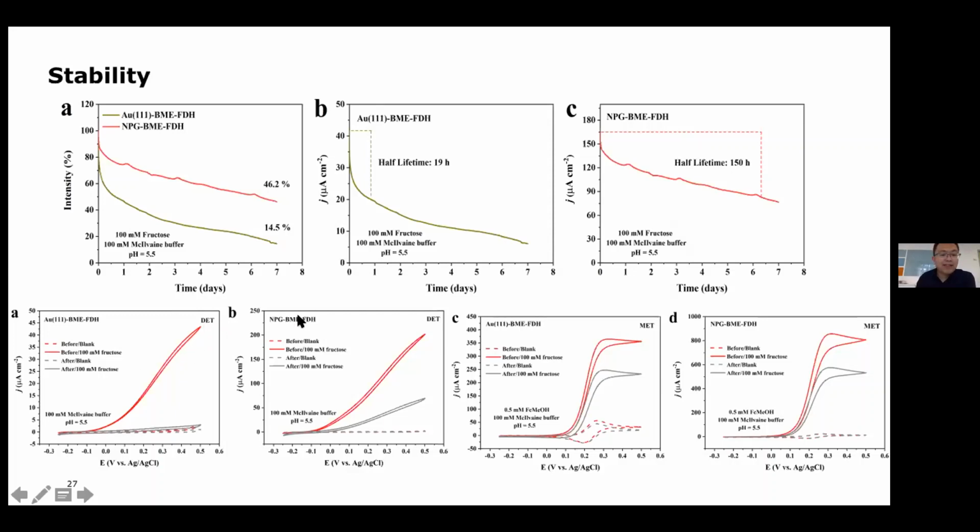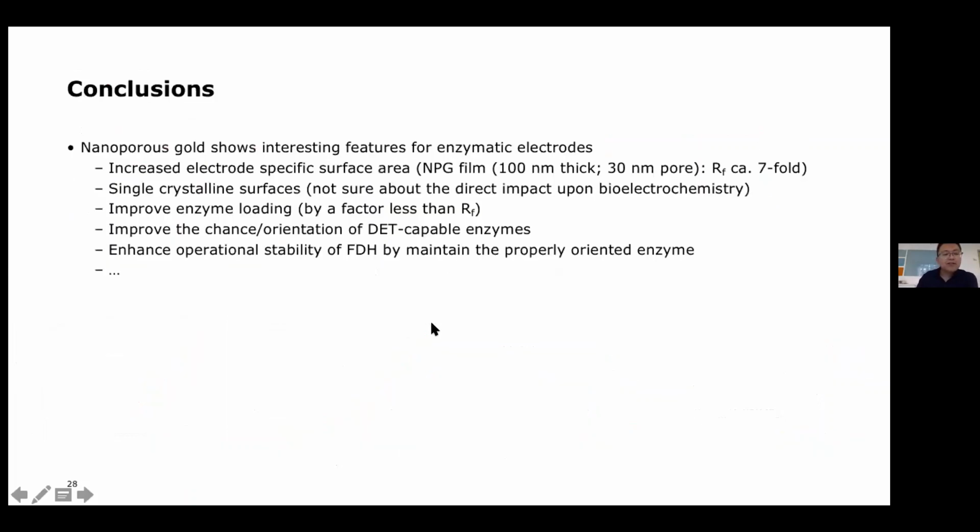But for the DET response on gold 1,1, there is very poor retention of the DET signal. But we could still see the DET signal on nanoporous gold. So we can safely conclude that here on nanoporous gold, it could maintain the stability of the fructose dehydrogenase by maintaining the DET capable enzyme. So this will be my presentation.